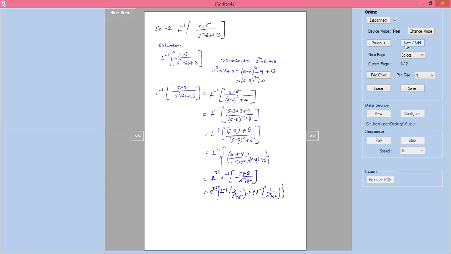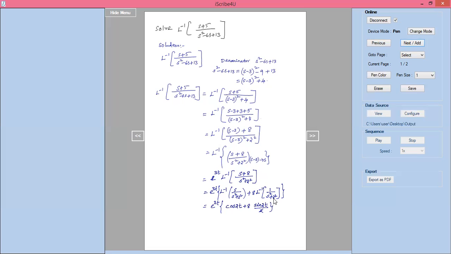Now I can write this one only e power 3t into L inverse of s by s square plus 2 square, which is nothing but cos 2t, plus 8 into L inverse of, here 2 square is there, but here there is no 2. So that's the way it is in the form of plus. Now 8 into, I'll write, a by a square plus a square is sine at, but here a is not there. So that's the way 8 into sine 2t divided by 2.